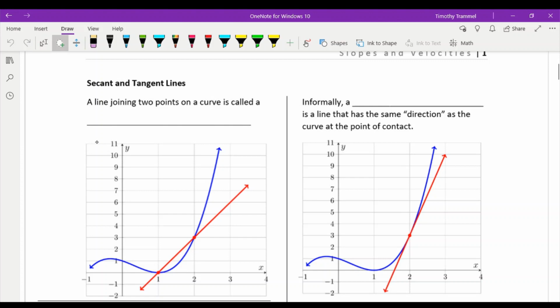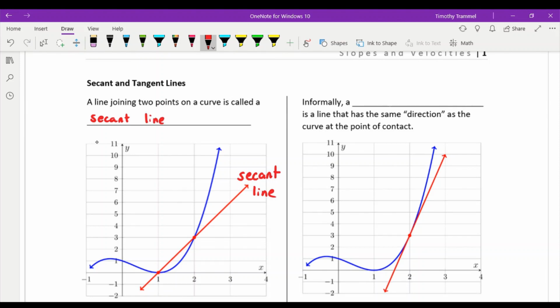Okay, so in this picture here, you see some curve, the blue curve here, and then you have the secant line here in red. A line joining 2 points on a curve is called a secant line.